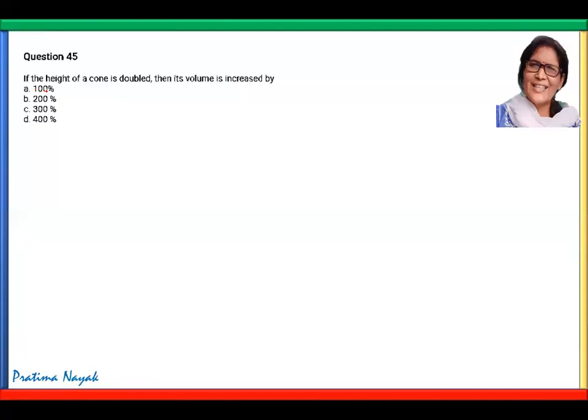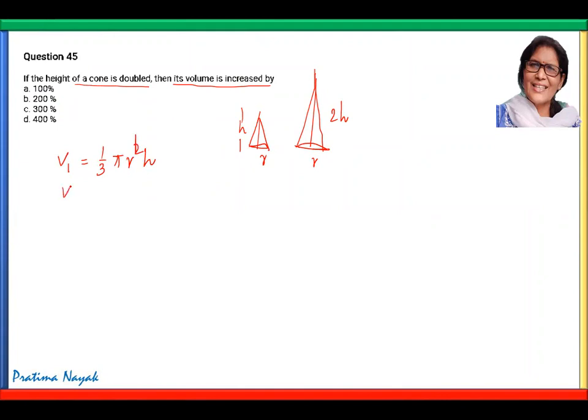Next, if the height of the cone is doubled, then the volume is increased by what percentage? Height of the cone is doubled, and the question is not about the radius, so we'll keep radius the same. Previously it was h height, now it has become twice h. So what was the previous volume? Original volume V1 is 1 by 3 pi r square into h. Now V2, the new volume, is 1 by 3 pi r square into 2h.